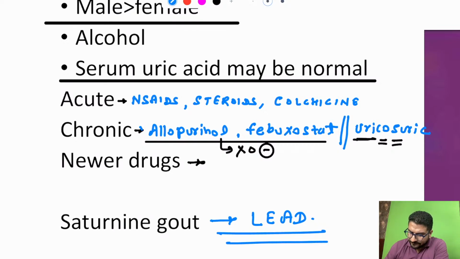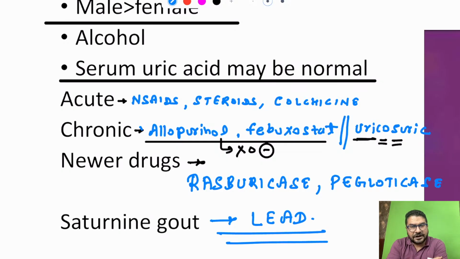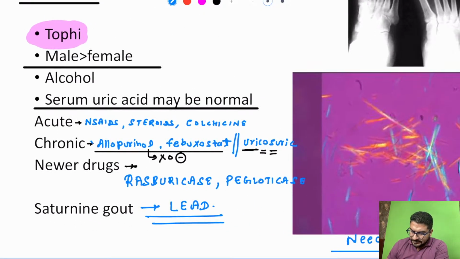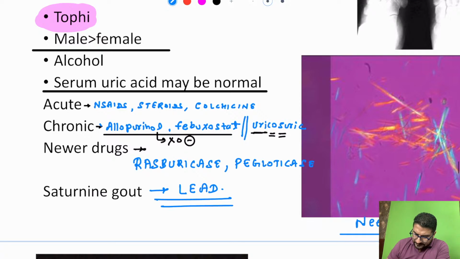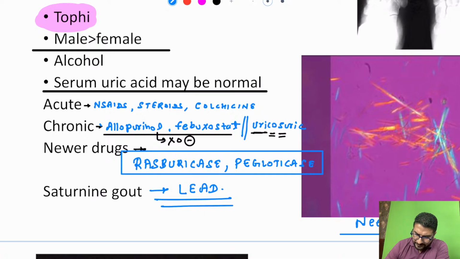These are basically drugs which are a product of recombinant DNA technology. We also call them recombinant uricase, like rasburicase, pegloticase. So these are newer drugs which we have for gout. Now understand, just remember that rasburicase and pegloticase are expensive drugs. So we will not use them in routine gout. So when do we use them?